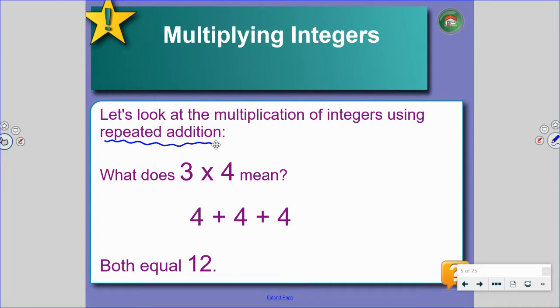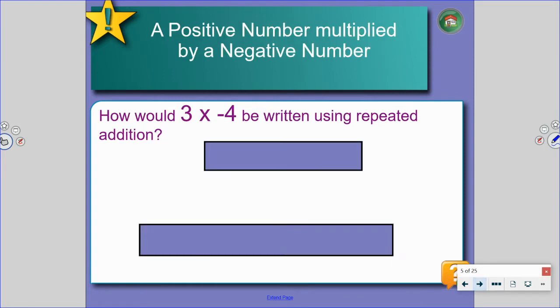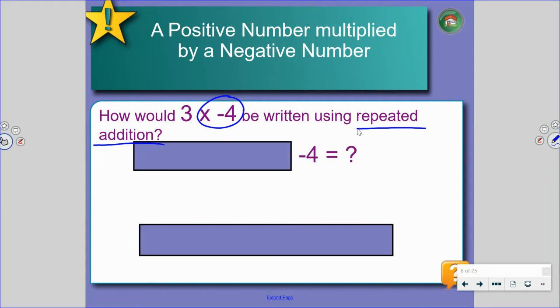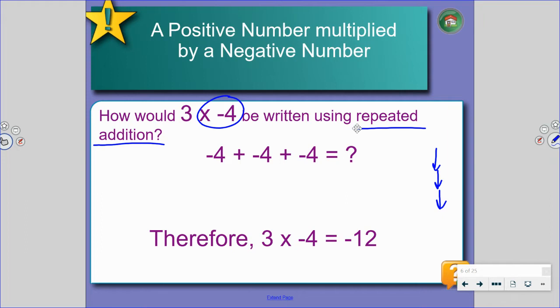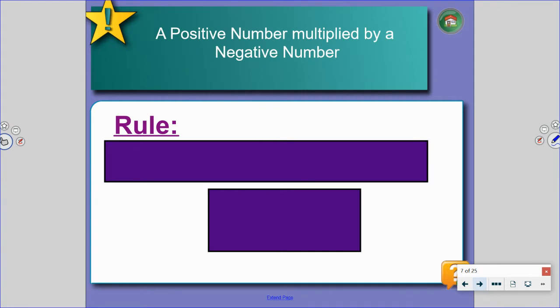Now, naturally, that's going to equal 12, but what would happen then if you had changed the problem to 3 times negative 4? Remember though, it's still repeated addition, 3 sets of negative 4. So if you were to add negative 4, going down repeatedly, another negative 4, go down repeatedly, another negative 4, you guessed it, you're getting a negative 12. So please remember what multiplication means.